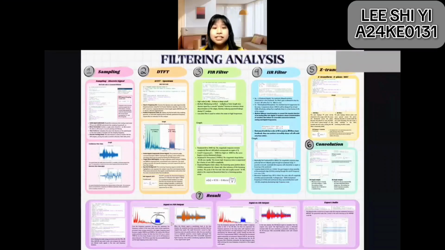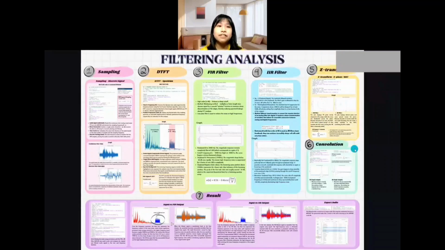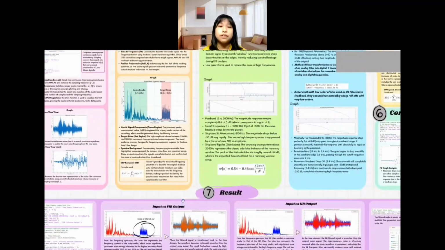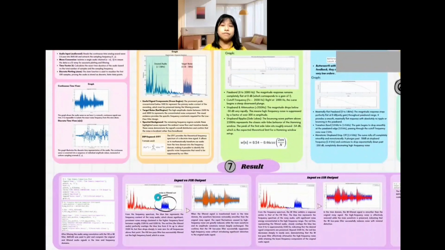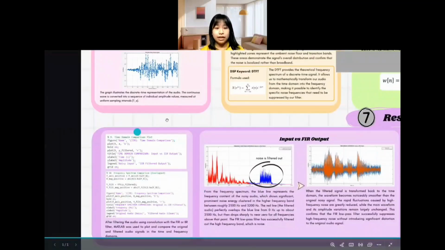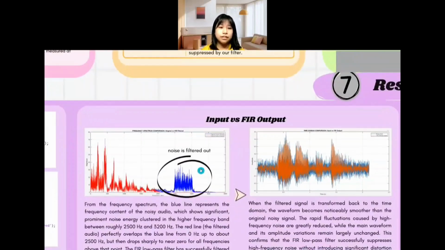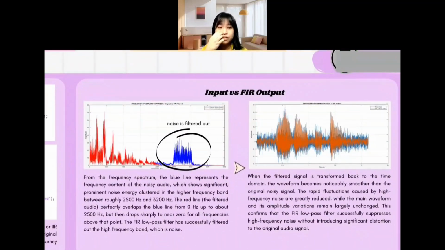I'm SKEE, and next I will explain the results. After we did the sampling and the DTFT, and we created the FIR and IIR filters, and we have the Z transform and also the convolution, we want to see our audio output after being filtered by the FIR and the IIR filter. So we use the MATLAB code here. And next we can see from the graph, we do the frequency spectrum comparison.